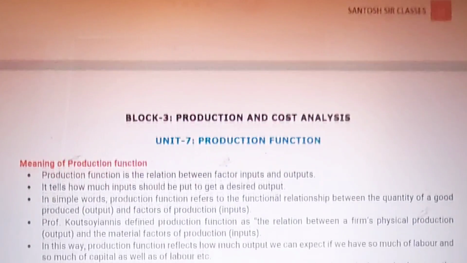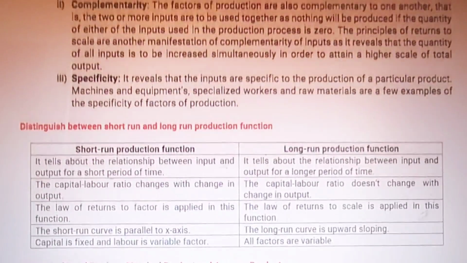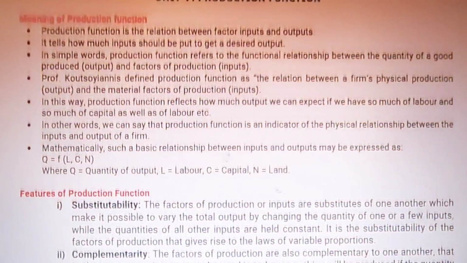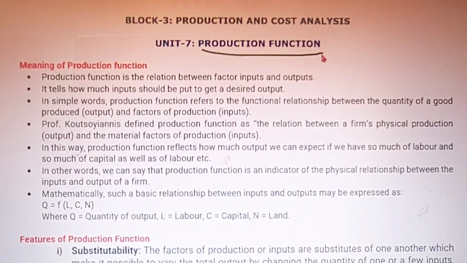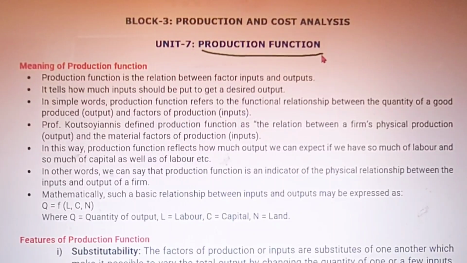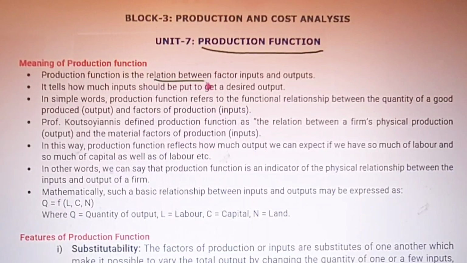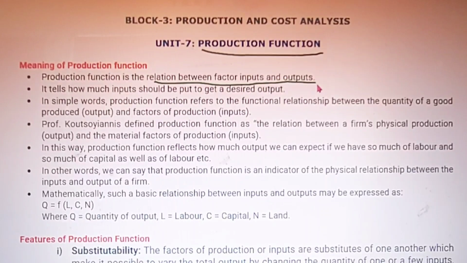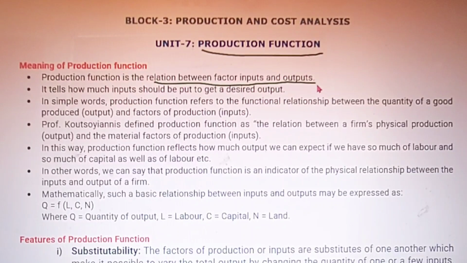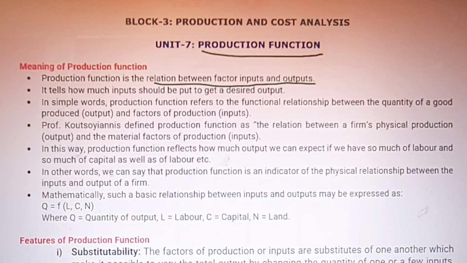And this is block 3, unit 7, production function. Again, a very important chapter of economics. Let's try to find out what is production function. It is the relationship between the factor inputs and outputs. That means in simple words, raw materials and finished goods. So what is their function? What is their relation? All these things we get from production function.